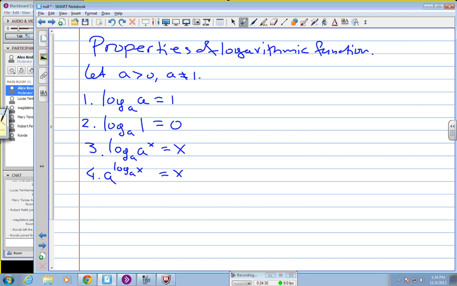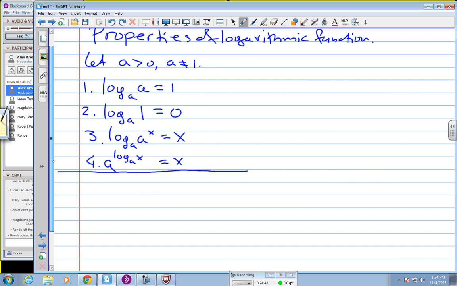Now, again, property 3, we were able to see that just based on the definition. That should be pretty straightforward. But property 4, that one is a bit confusing. That one is a lot harder to see, and I agree with that. But let me show you something.